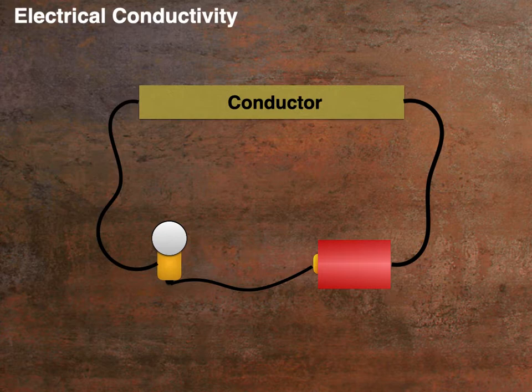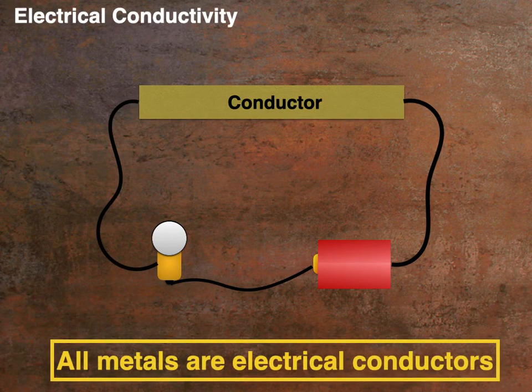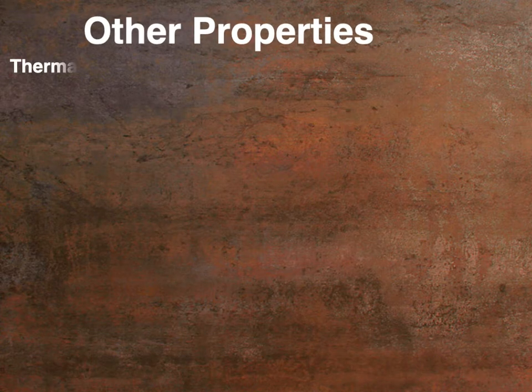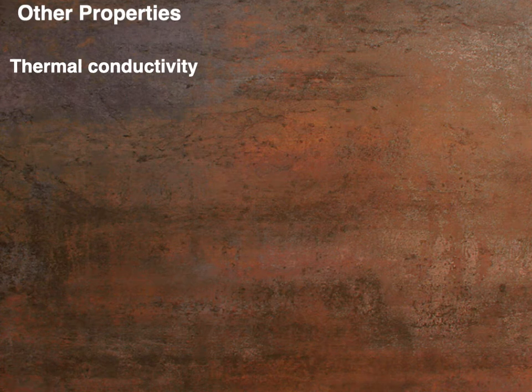And without exception, all metals are electrical conductors. Some are better than others, but all of them are good at letting electricity through. So what are some other properties of metals? There's thermal conductivity. Do they let heat through? Generally speaking, all metals are good thermal conductors. That's why kettles that you put on stoves, pans that you put on stoves, are made of metals, because they conduct the heat through from the stove to the food or the water or whatever.